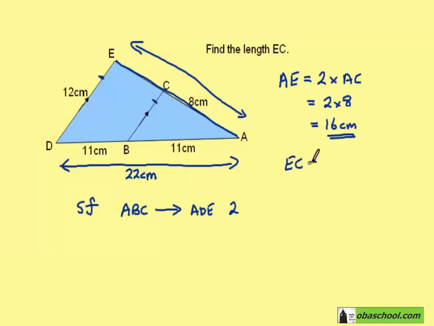We want EC. That's going to be AE, which is 16, take away the length of AC, which is 8. So we have 16, take away 8, which is 8 centimeters.